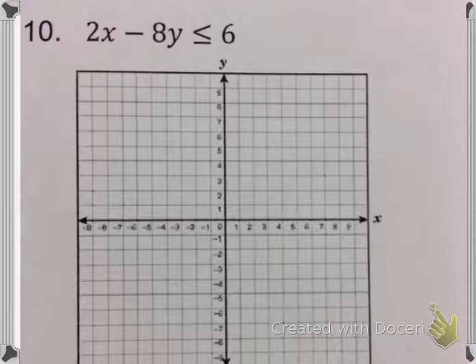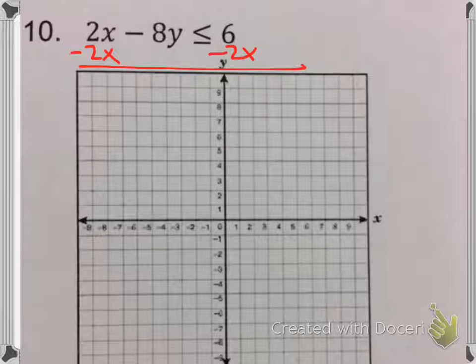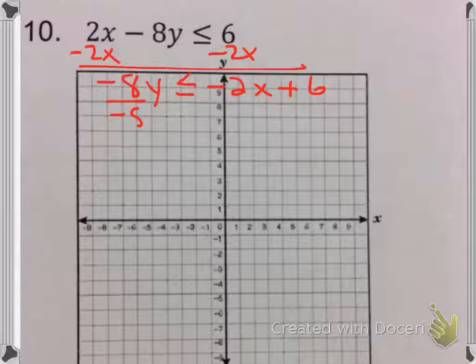All right, so this last problem right here is not ready to graph the way that it is. I need to get y by itself on one side. So I'm going to subtract the 2x over to the other side and just kind of ignore that inequality sign for just a minute. So I'm going to have a negative 8y on this side, rewrite my inequality sign, and then have 2x plus 6. I still need to get y by itself, so I'm going to divide by a negative 8 on everything, just like we do on an equation.